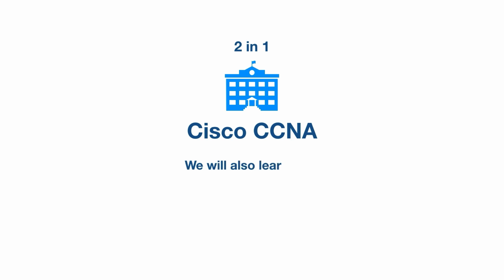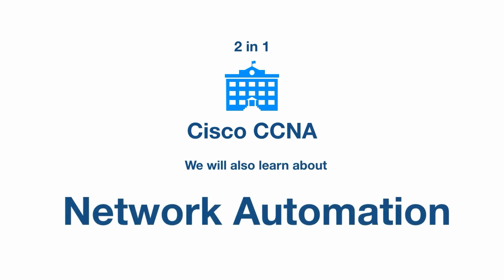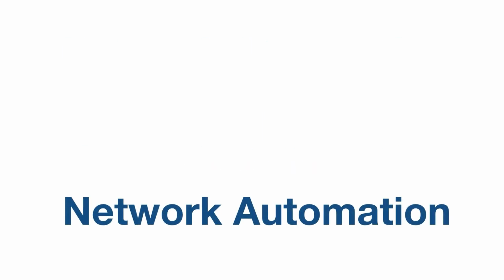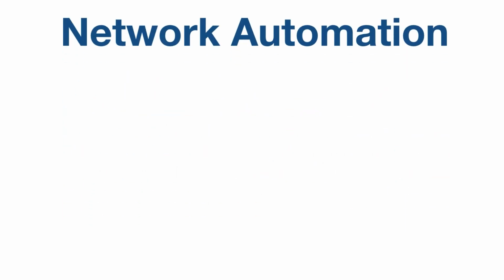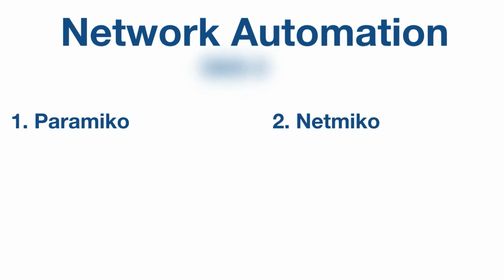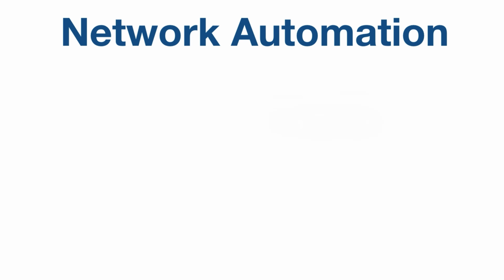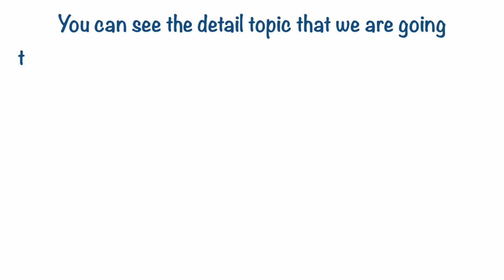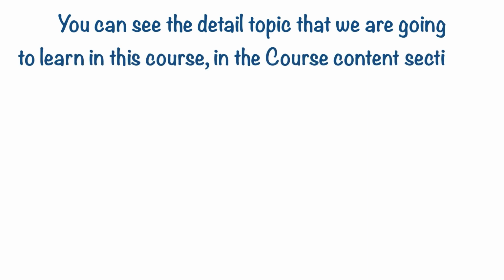Remember that this is a 2-in-1 course. So we not only learn about Cisco CCNA, but we will also learn about network automation. First, we will prepare the lab to learn about network automation on GNS3. After that, we will learn about network automation using Paramiko and Netmiko with many example cases. We will also learn how to build a web-based network automation application like this using Python Django. You can see the detailed topics that we are going to learn in this course in the description below.